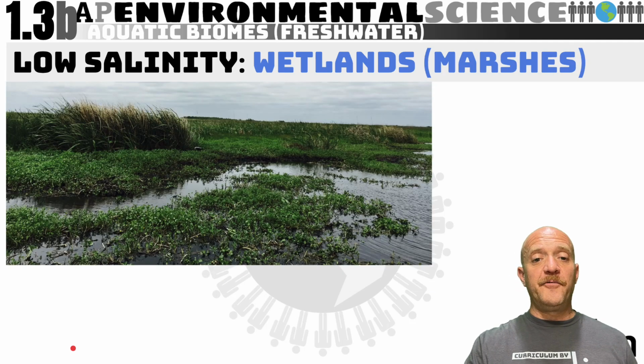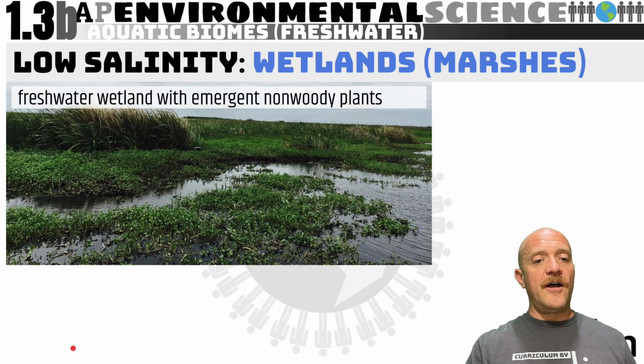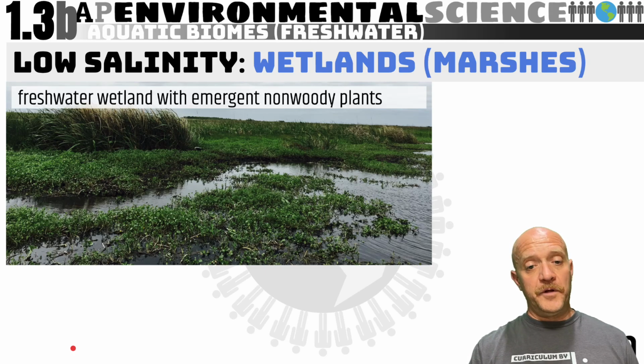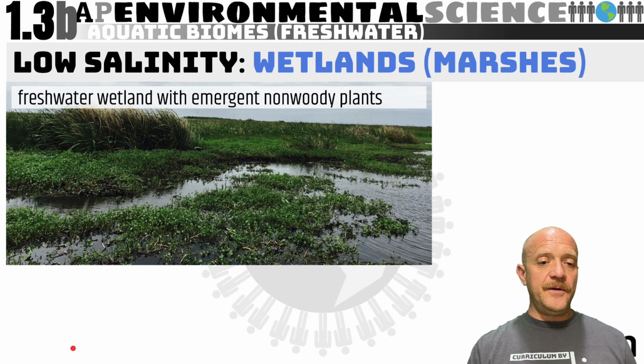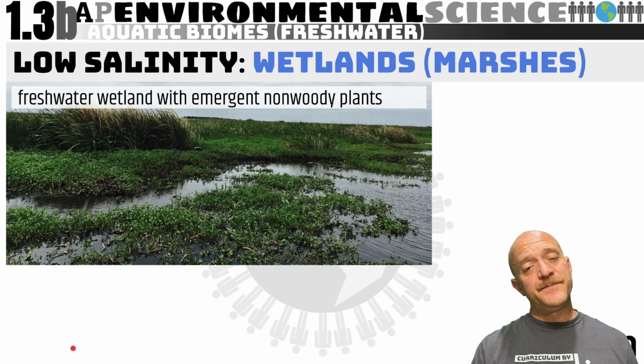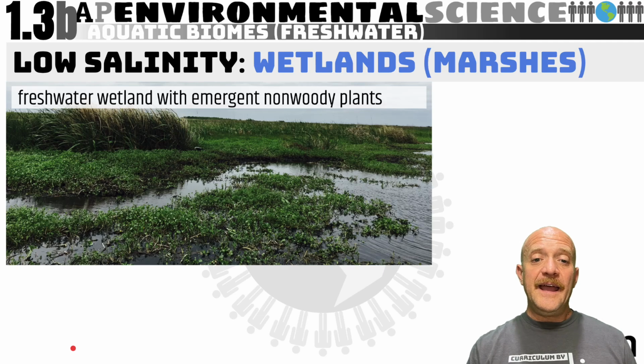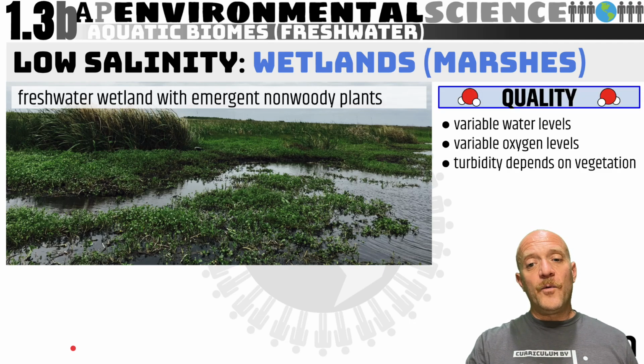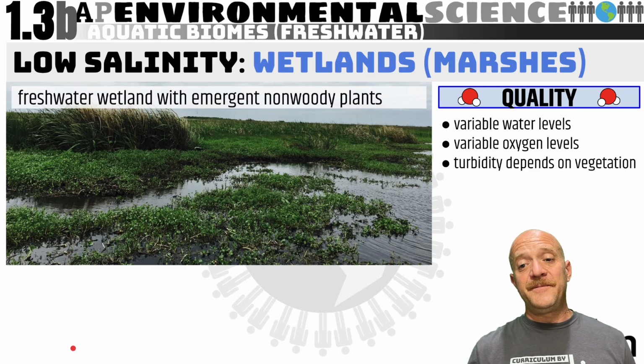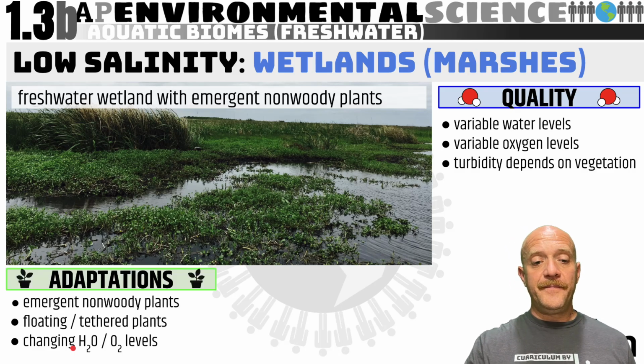Now, the last type of wetland is a marsh, and marshes are wetlands with emergent non-woody plants. So the difference, again, between swamp and marsh is that marshes have non-woody plants and swamps have woody plants. The water qualities are relatively similar. You're going to have variable water levels. As a result, there will be variable levels of oxygen. And again, the turbidity will depend upon the vegetation.